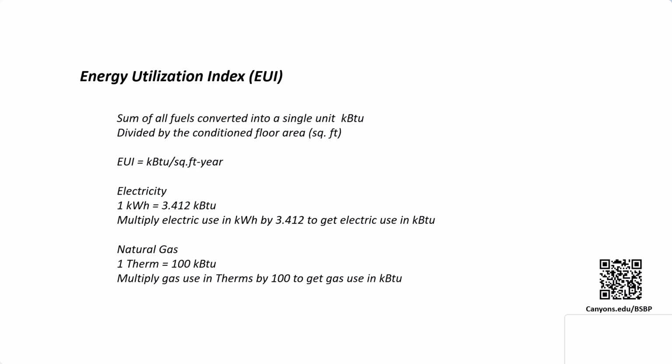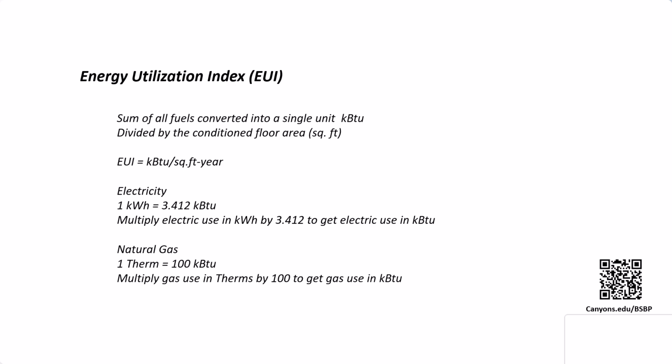Recall that a kBTU is the same as 1,000 BTUs. So in analyzing a building's energy use, we look at the utility data for all the fuels, convert the data to kBTU, and divide by the conditioned floor area. The conditioned floor area means that we do not include spaces such as courtyards, unheated attics, or basements, etc. And the result that we find is the EUI in kBTU per square foot per year.